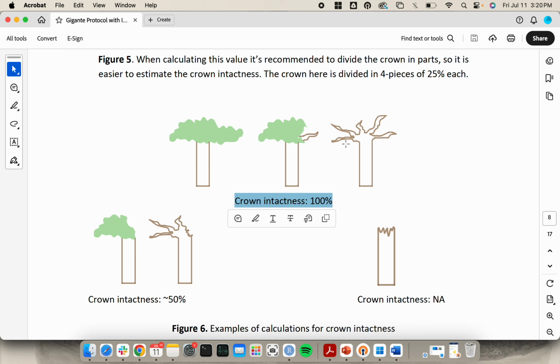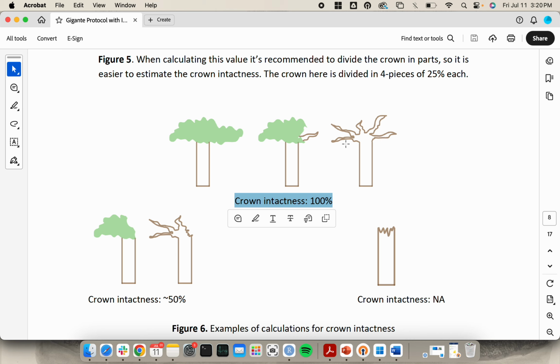Liana infestation index, we have two values. Liana observed is what you currently see in the tree. It doesn't matter what happened before, it is what you see right now in the tree. And liana index pre-damage means what you currently see, adding what was there before the disturbance. So this is an example.